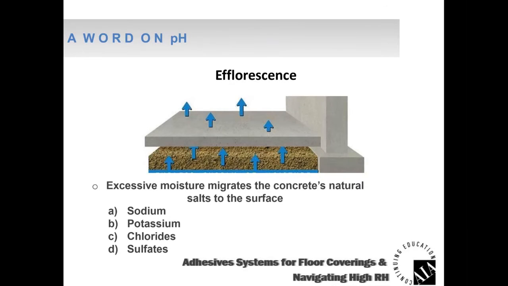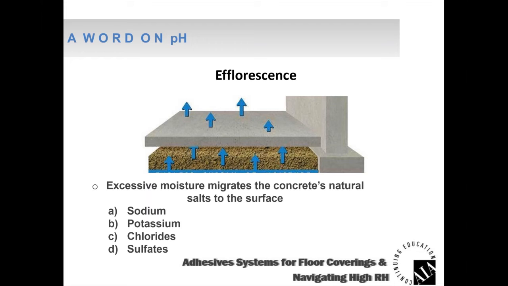So any concrete slab out there in the world has natural levels of sodium, potassium, chlorides, and sulfates throughout the slab, top, middle, bottom. You look at sodium, potassium, they're small amounts, maybe 200 to 800 parts per million in the concrete. The chlorides might be 10 to 100 parts per million. Sulfates are a little bit higher, but in essence, there are acceptable levels of these salts in concrete.